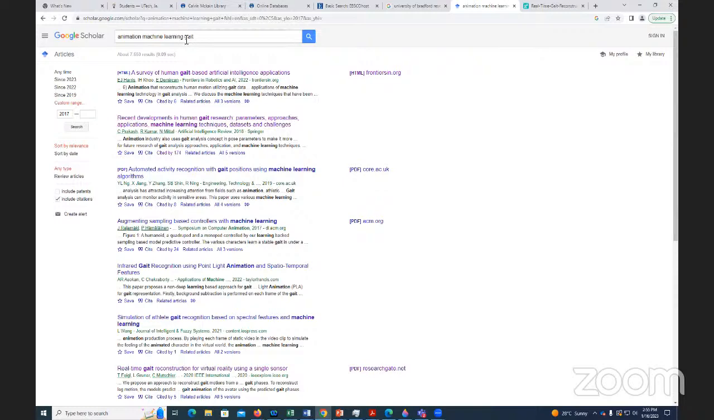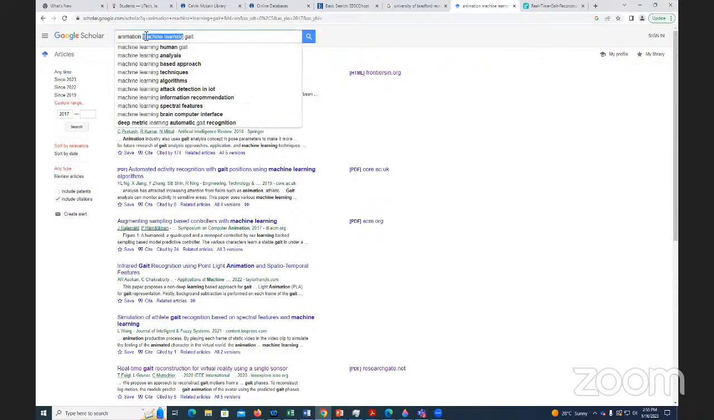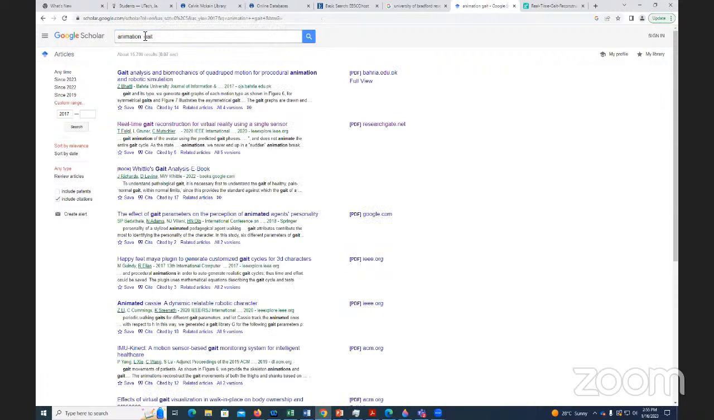Maybe we don't just mean machine learning, maybe we just want GATE. Maybe we just want GATE and animation. Maybe that's more articles, I don't know. And we just start looking through the list.